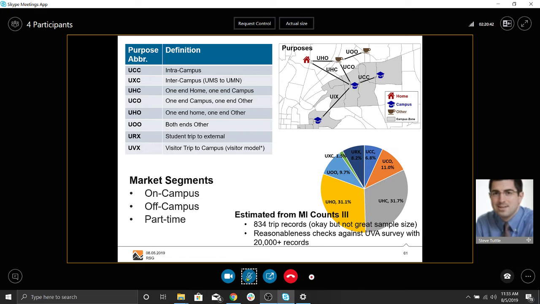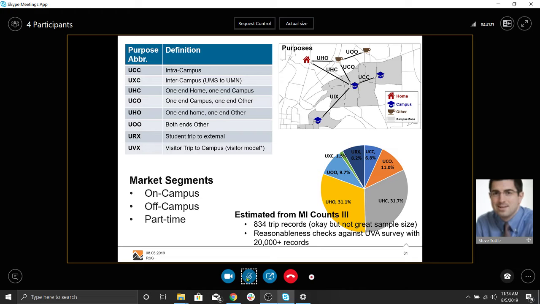Then we define this set of purposes. We have an intra-campus purpose, which is UCC, and that's travel within campus. There's an inter-campus purpose, only relevant for the University of Michigan, and that's a trip between the northern and southern campuses.